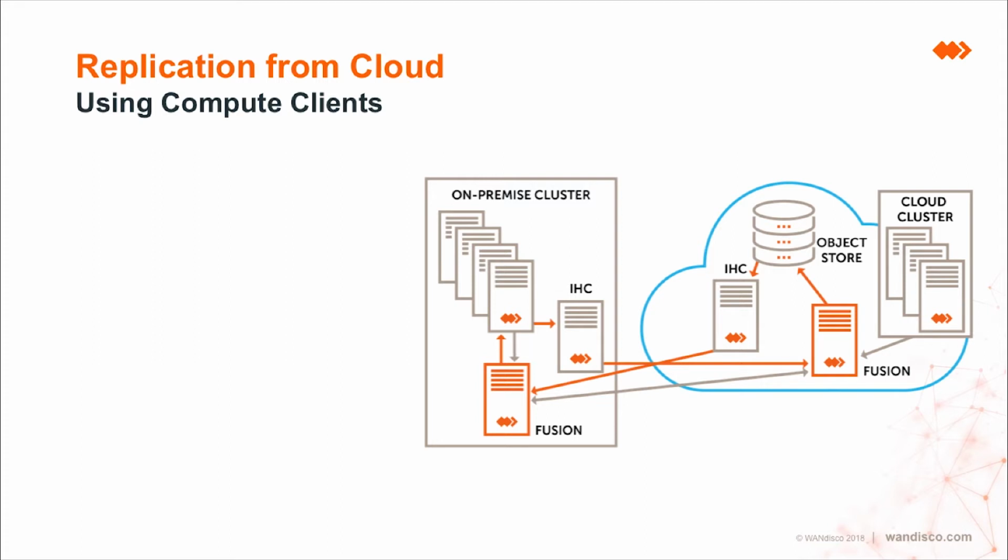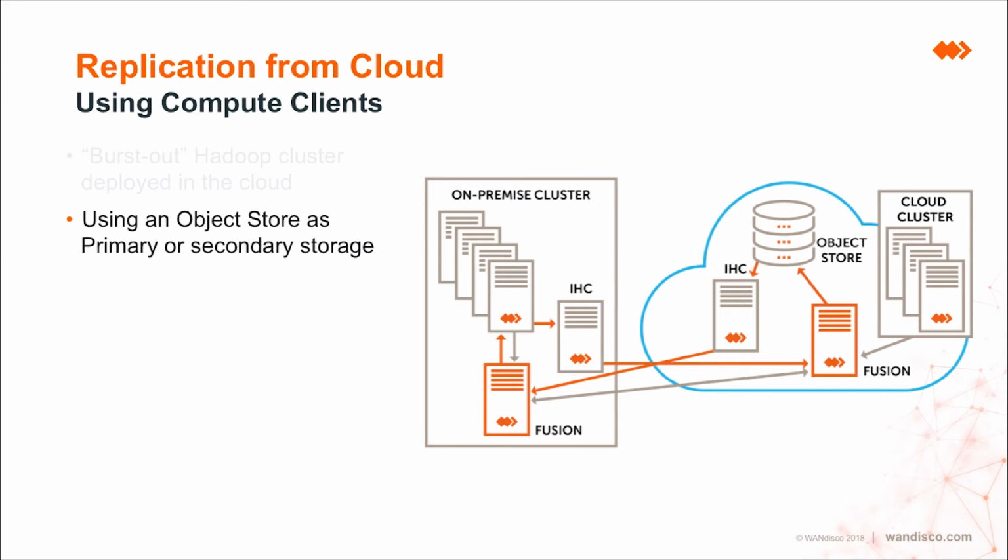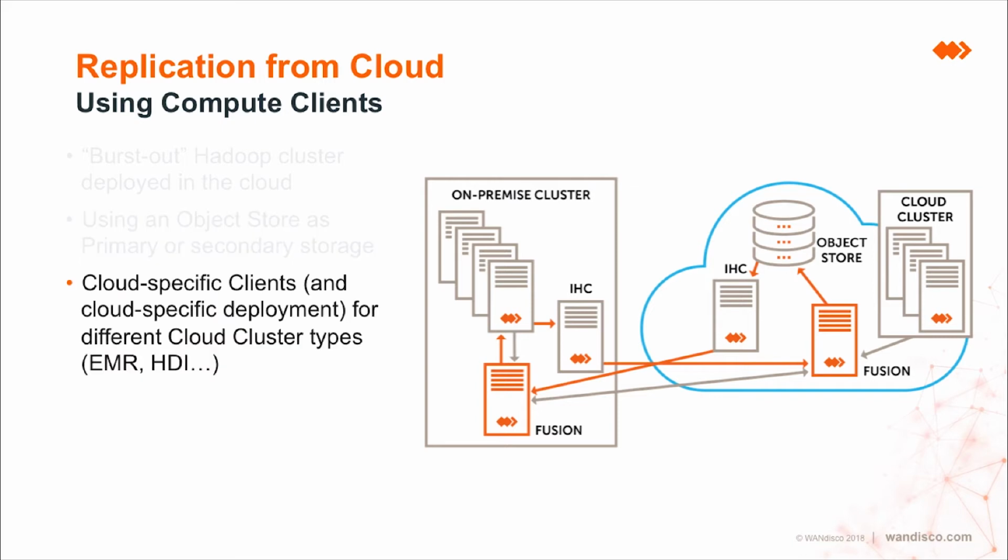Replication from the cloud using compute clients. This is the burst out activity that was mentioned before. In a situation where you want to do burst computing, meaning I'm going to set up this Hadoop cluster and have it process a load for an immediate burst, that's the situation we're working with here. It uses an object store as the primary or secondary storage, and cloud-specific clients for different cluster types are available.